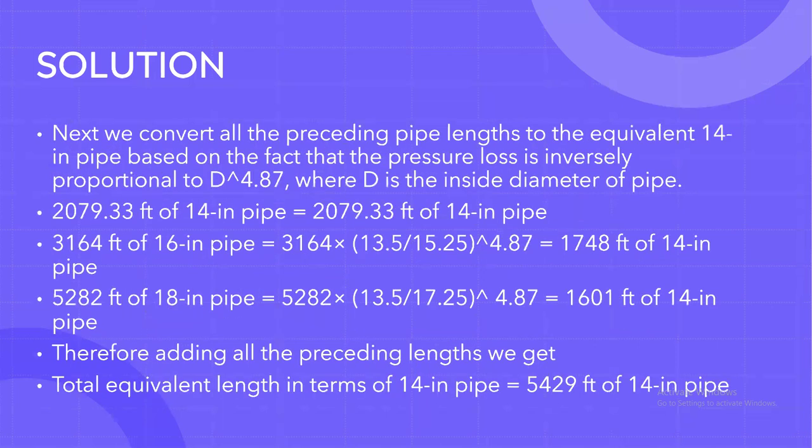Next, we convert all of the preceding pipe lengths to the equivalent length for the 14-inch pipe, based on the fact that the pressure loss is inversely proportional to D to the power of 4.87, where D is the inside diameter of pipe. So now the 2,079.33 feet of 14-inch pipe doesn't change, of course, remains like that. Then the 3,164 feet of 16-inch pipe, we convert. Remember, D1 was the inside diameter 13.5, so the 16-inch, the inside diameter is 15.5 to the power of that, so it's equivalent to 1,740 feet of 14-inch pipe.